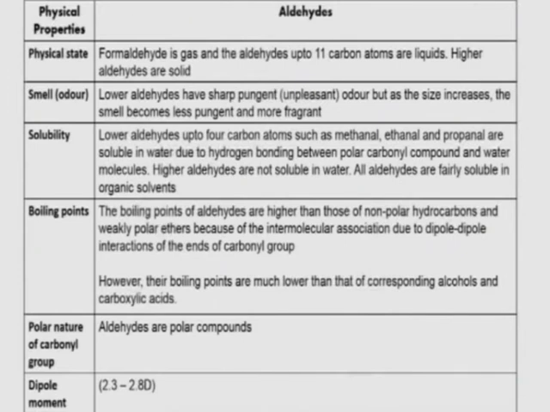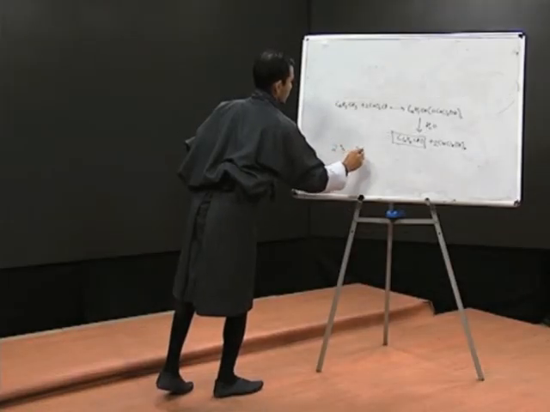And polar nature: aldehydes are polar compounds because the carbonyl group contains oxygen, which is highly electronegative, and it causes electrons to pull towards itself. So this actually causes polarity. That's why carbonyl groups are polar in nature. And because of its polar nature, it has a dipole moment of 2.3 to 2.8.